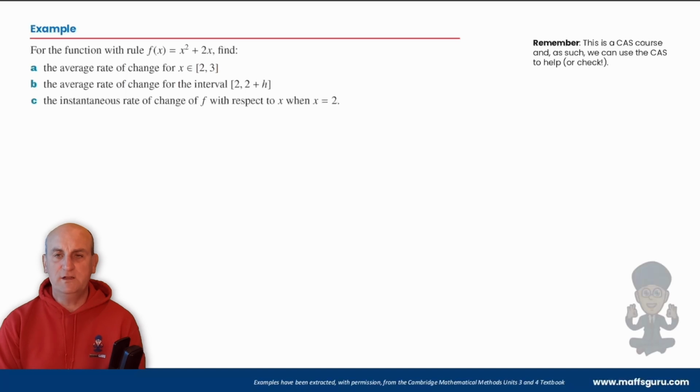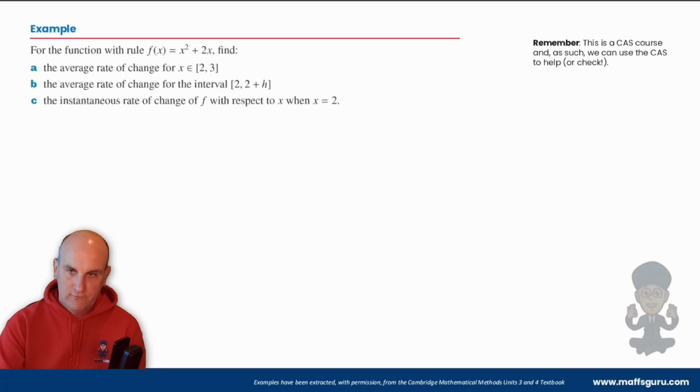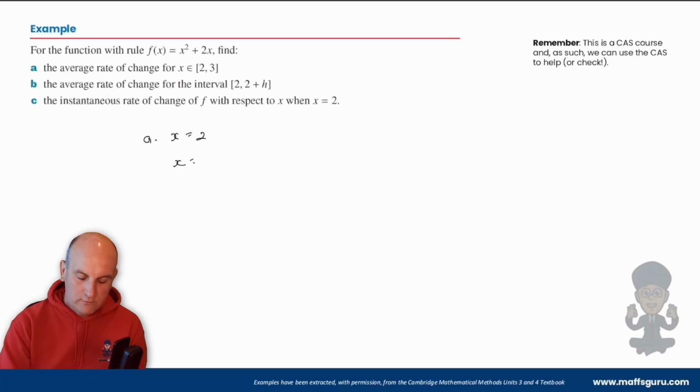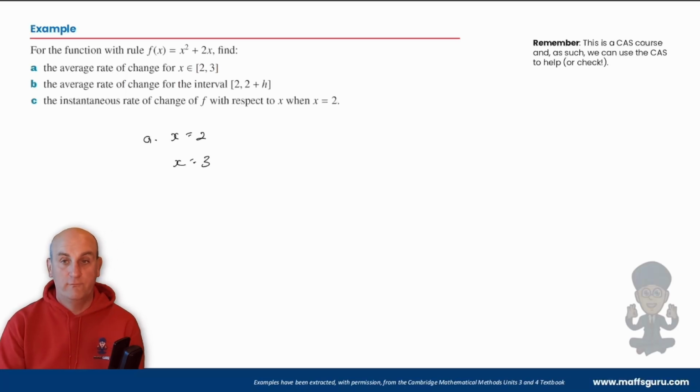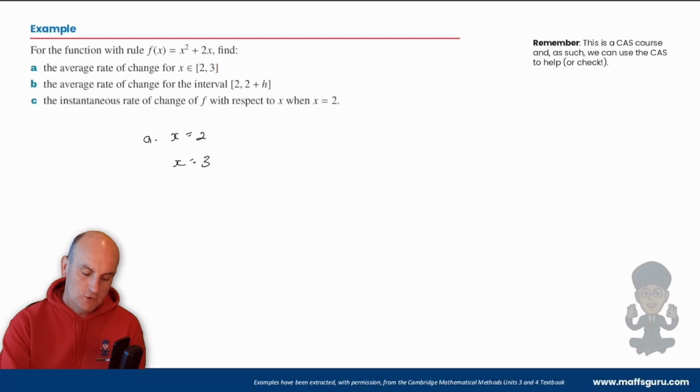Examples. For a function with the rule f of x equals x squared plus 2x, find the average rate of change for x in [2, 3]. So basically what they're saying is whatever that graph looks like, I'm looking for the 2 coordinates where x equals 2 and x equals 3. I'm going to find the values of y for each of those. Well, how am I going to do that? Substitute in. So that's going to be f of 2, my value of y1, which is 2 squared is 4, plus 2 times 2, which is 4, which is going to give me 8.